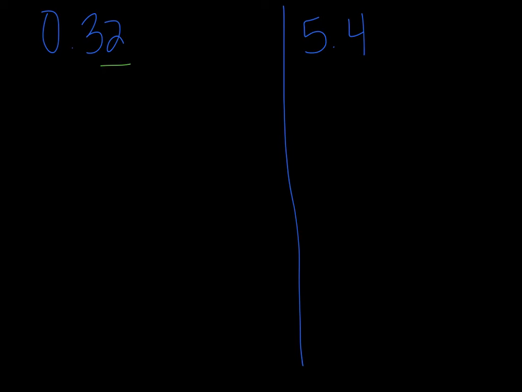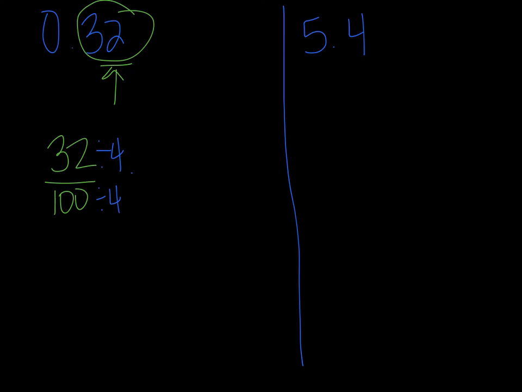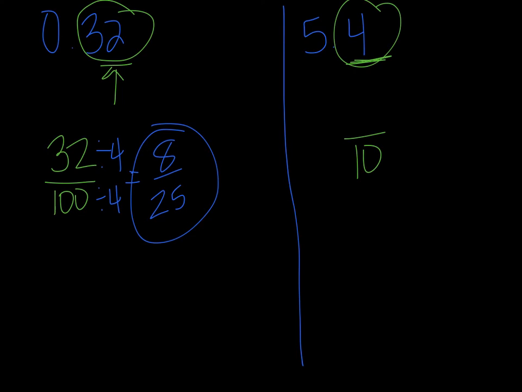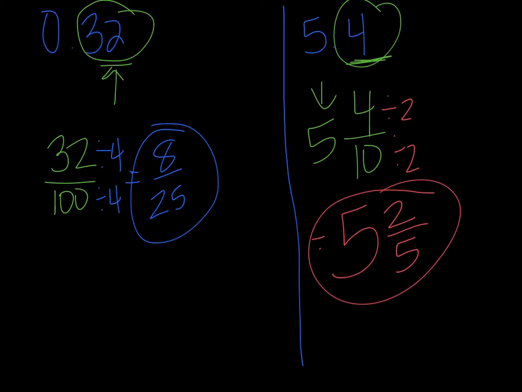To do the first one, the 2 is in the hundredths place. So we're going to have 100 on bottom, 32 on top. Then we can reduce by dividing by 4, and we would get 8/25. And that would be our fraction. To do the second one, the 4 is in the tenths place. We're going to put the 4 on top. The whole number just goes in front of our fraction for a mixed number, and then we can reduce. So we would get 5 2/5 for our fraction.